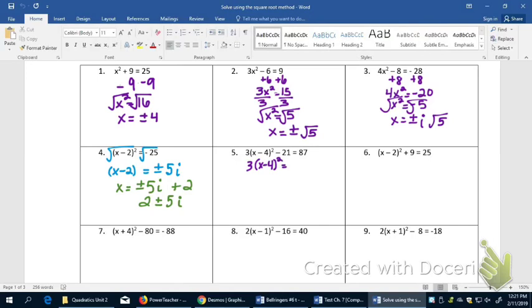Is that 108? Yep. Okay. And then you do what? Divide by 3. Divide by 3. Or 6 maybe.